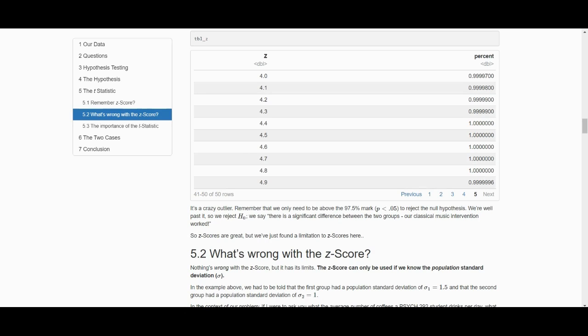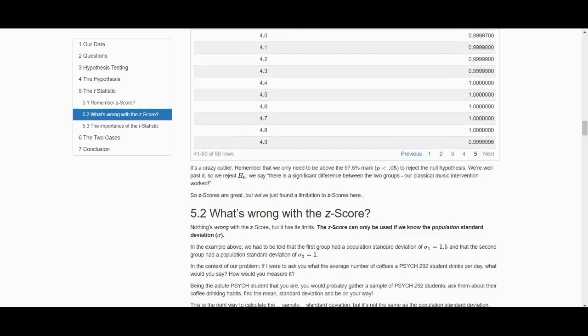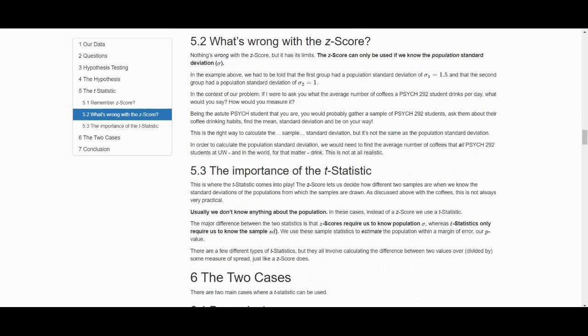So z-scores are great, but we've actually just encountered a limitation to z-scores here. What's wrong with the z-score? Well, nothing's wrong with the z-score, but it has its limits. The z-score can only be used if we know the population standard deviation, sigma. In the example above, we had to be told that the first group had a population standard deviation of sigma 1 equals 1.5, and that the second group had a population standard deviation of sigma 2 equals 1.